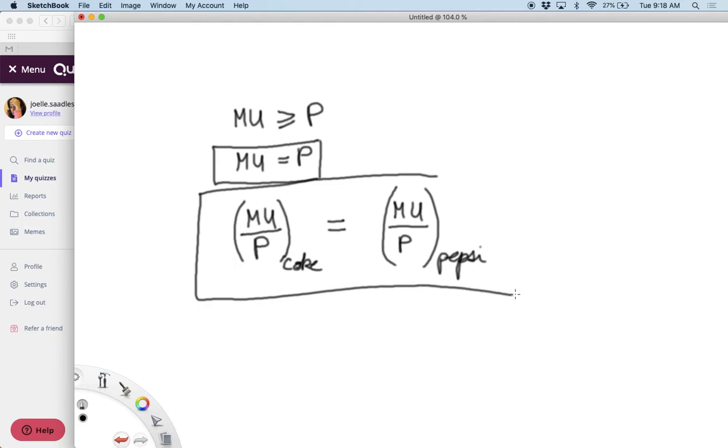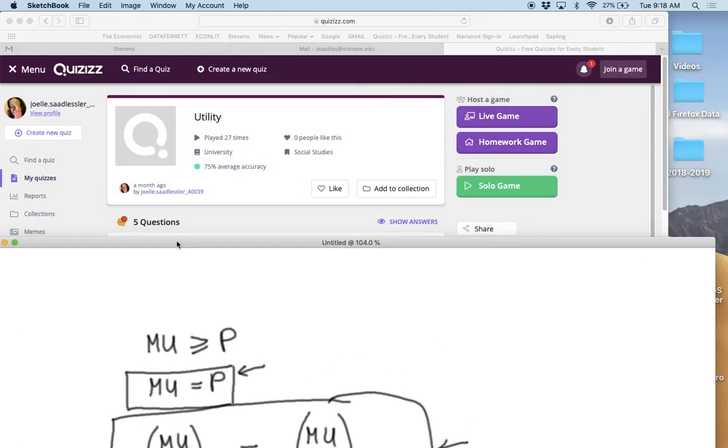This is the first rule, the rule for buying one item. The second rule is for buying two items. Let's go through the quiz to apply this.